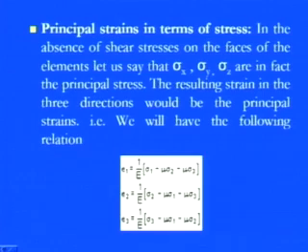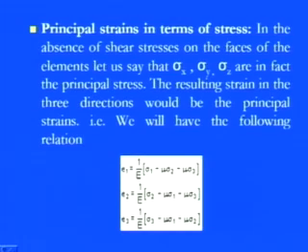In the absence of shear stresses, meaning there is no shear stress on the faces of the element, let us say we have sigma x, sigma y, sigma z, and these are the principal stresses. The resulting strains in these three directions always give you the principal strains, because there is no element of shear stress in computing sigma x, sigma y, sigma z. So this will give you the indication of the principal strains.